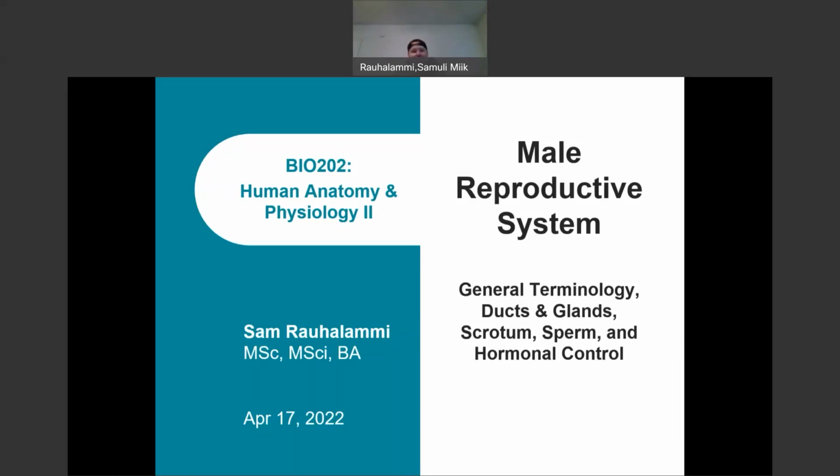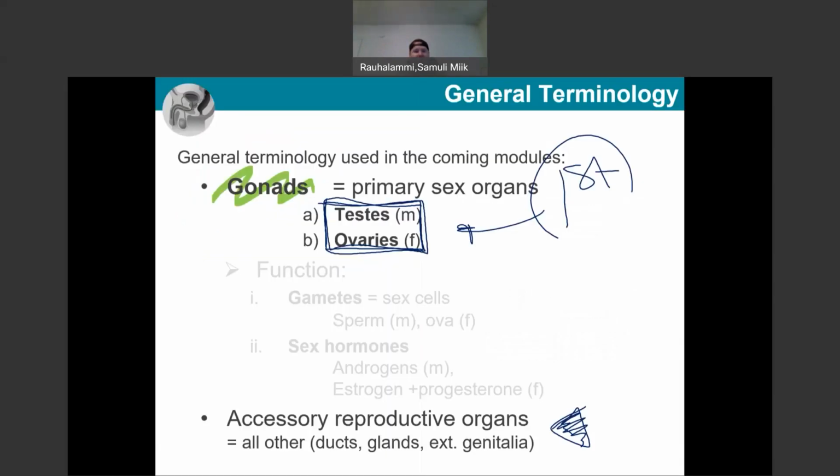When we're talking about reproductive systems, it's important that we are comfortable with a few key terms. Let's start with the term gonad. Gonads are our primary sex organs. In the case of the males, the male gonad is of course going to be our testis, and for the females, we're going to be looking at ovaries, obviously.